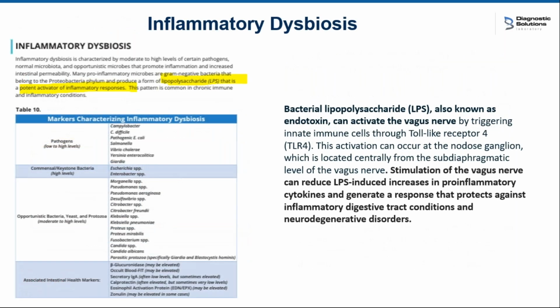And then when we go to inflammatory dysbiosis, with this pattern you typically are going to see higher levels of inflammatory microbes on page 3, like Pseudomonas, Citrobacter, Klebsiella, Proteus. These are known to give off high levels of lipopolysaccharides and endotoxins. So here's the beauty of this: yes, that happens.